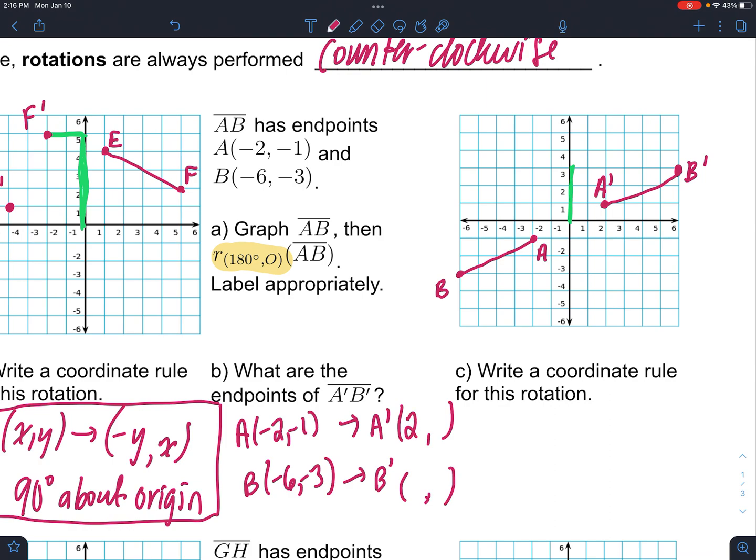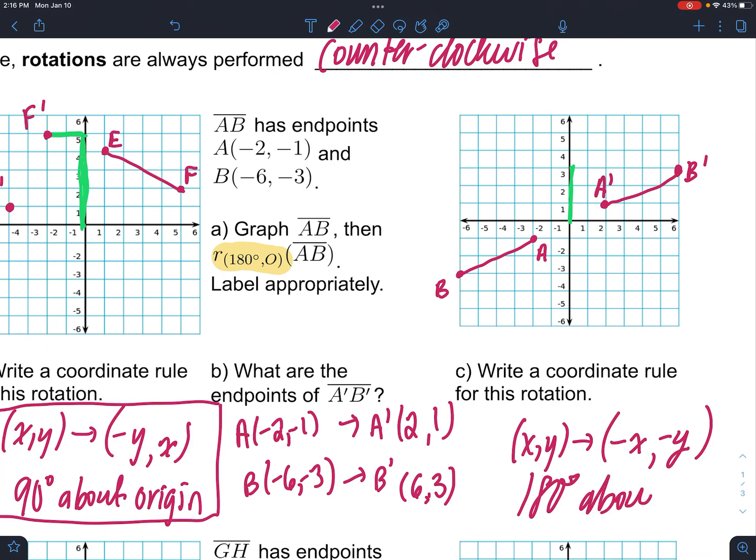So A prime went to 2, 1. B prime is at 6, 3. So what is the coordinate rule here for a 180-degree rotation around the origin? Well, the 2 and the 1 stay in the same spot, but they lose their negative sign. It just goes away. So we're going to take the negative of x and the negative of y. And that's going to be our 180-degree rotation.